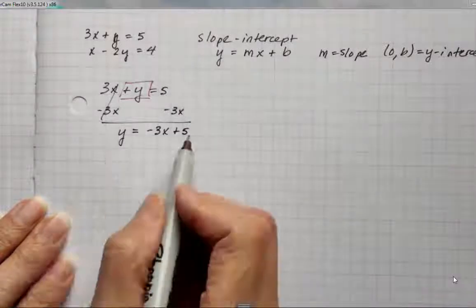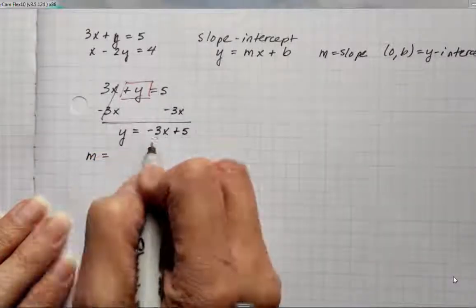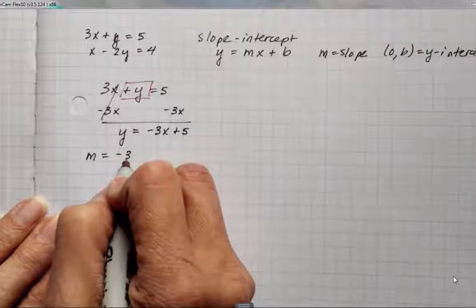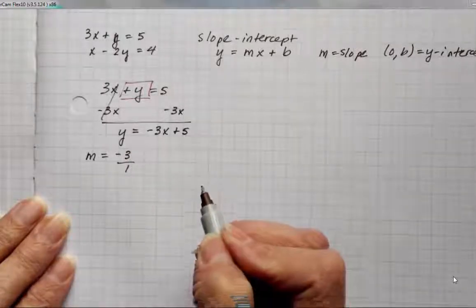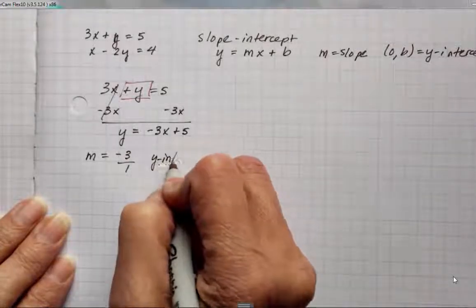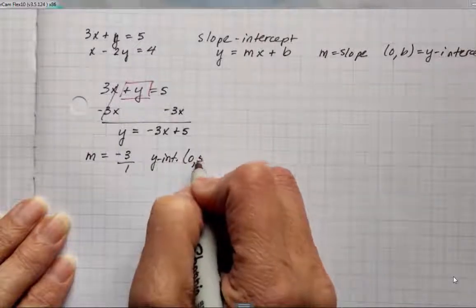So for this particular graph, my slope is going to be negative 3, and we always write it as a fraction, so negative 3 over 1. And my y-intercept is going to have coordinates (0, 5).